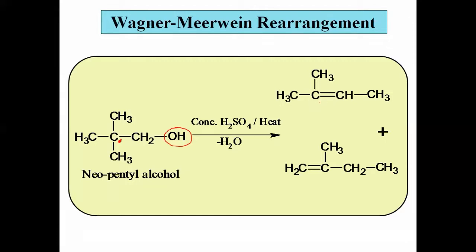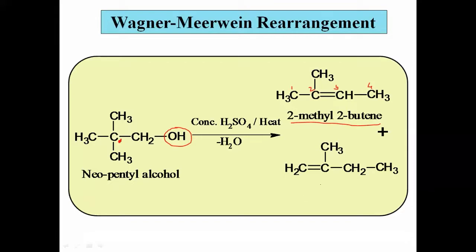Now what is the name of the first one? 1, 2, 3 and 4 carbons are there, so butene, right? Then number the carbon atoms from this side, 1, 2, 3 and 4. The double bond is present between 2 and 3, therefore it is 2-butene. The methyl group is present on carbon number 2, therefore it is 2-methyl-2-butene.